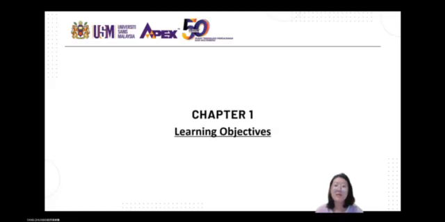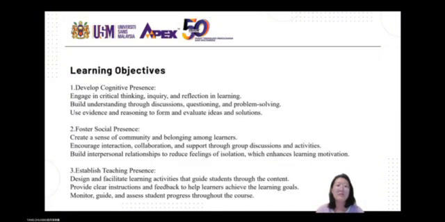Chapter 1 is about learning objectives. The first one is to develop cognitive process: engage in critical thinking, inquiry, and reflection in learning, build understanding through discussions, questioning, and problem solving, and use evidence and resources to form and evaluate ideas and solutions.